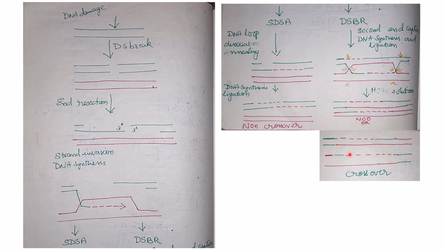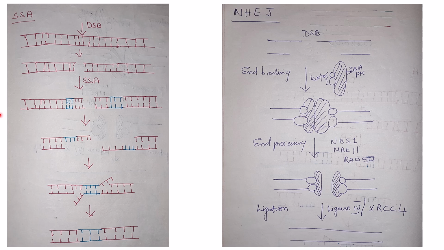Now what is this gene conversion? Gene conversion can occur through both SDSA and double strand break repair mechanism, and it will also result in either crossover products or non-crossover products. Okay. So gene conversion is also an error-prone mechanism of DNA repair. Now coming to the next mechanism, that is single strand annealing or SSA.